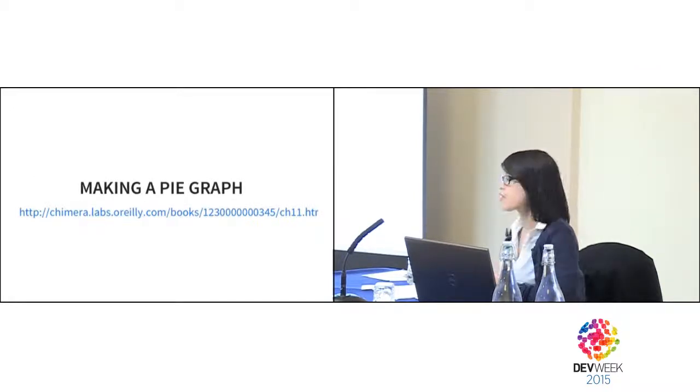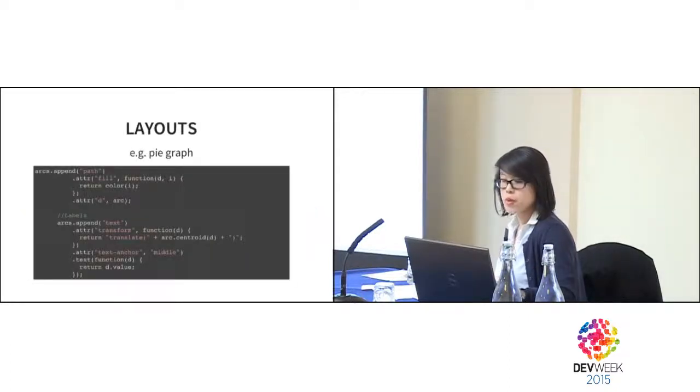So let's make a pie graph. As I said before, D3.js has layouts included where all you have to do is plug in your data set. But layouts are just a series of transformations. So here we're using a pie graph layout. I wish we had internet so I could actually run through this.